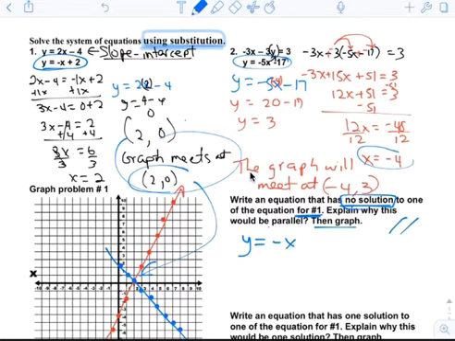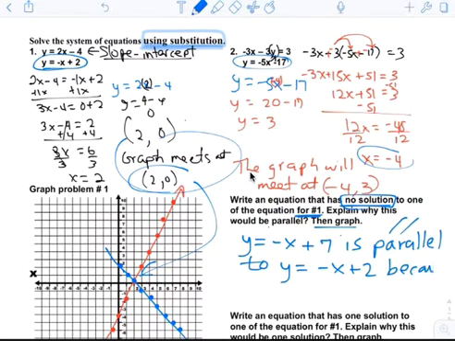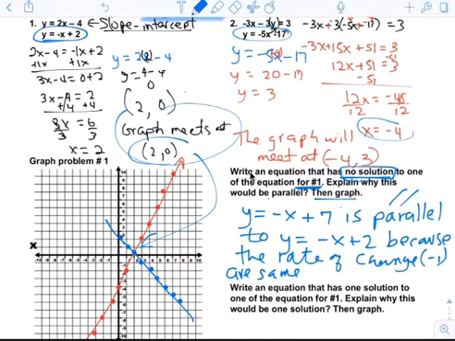Y equals negative x plus 7 is parallel to y equals negative x plus 2 because the rate of change, which is here negative 1, is the same and the y-intercept is different. Okay?